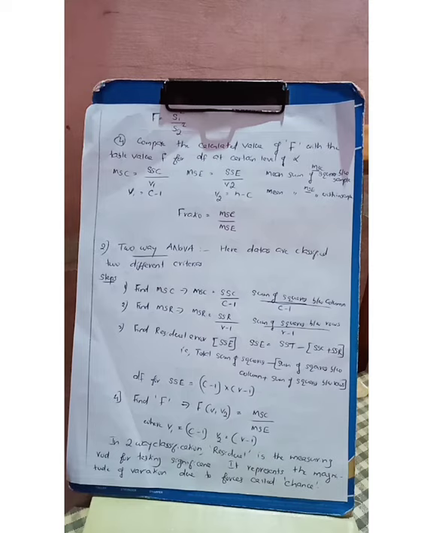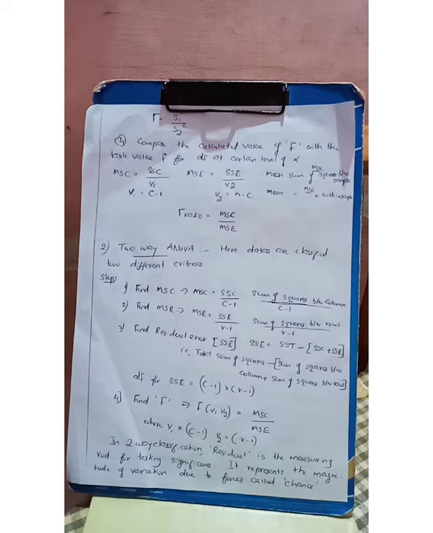Once again, MSC is equal to SSC divided by nu1, that is the degrees of freedom, here C minus 1. And MSE is equal to SSE divided by nu2, that is the degrees of freedom, where nu2 is equal to N minus C.